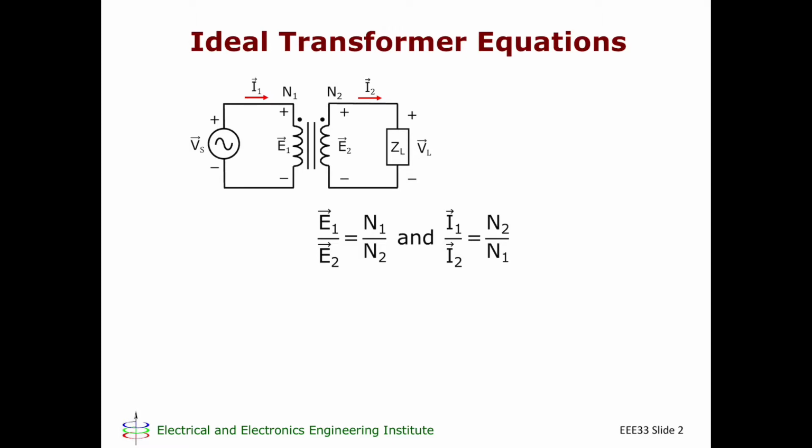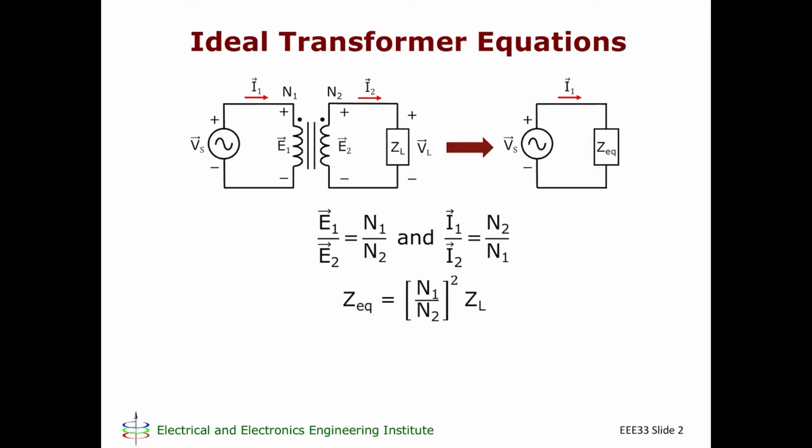We also learned that from the perspective of the source, this circuit can be replaced by an equivalent impedance, where the equivalent impedance is N1 over N2 squared multiplied by ZL. We call this ZL referred to the primary side. So Z equivalent is ZL referred to the primary side.